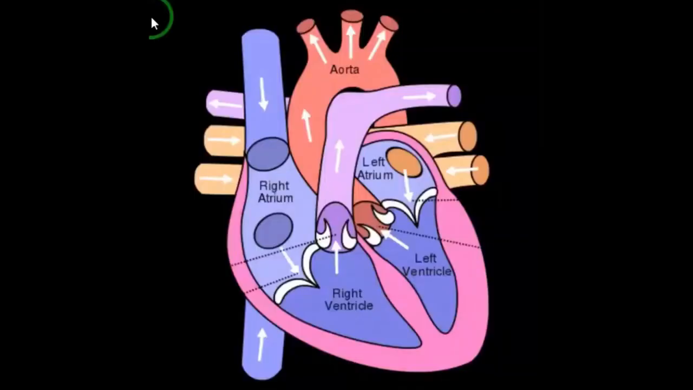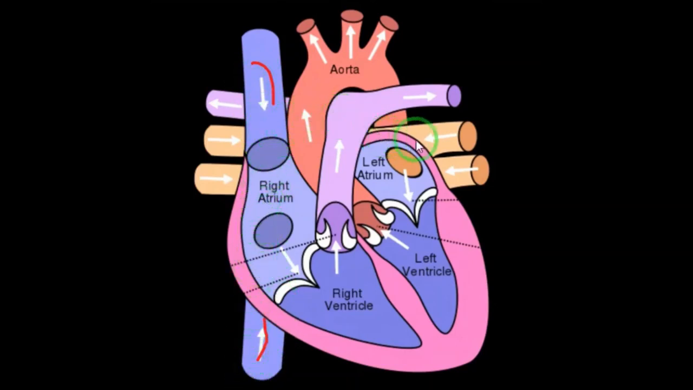Now let's discuss how the heart is working. The right atrium receives deoxygenated blood. This is the right atrium. This right atrium receives deoxygenated blood from different parts of the body through the main veins, the superior vena cava, inferior vena cava and coronary sinus.